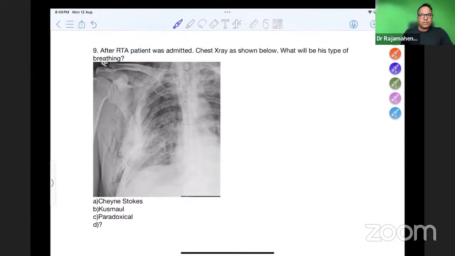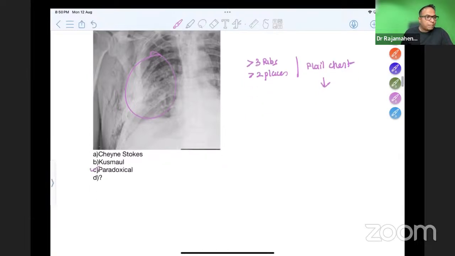So after RTA, patient was admitted, chest X-ray was shown below. So this is again a multiple times repeated question. There are multiple ribs fractured, more than 3 ribs fractured in more than 2 places. It's called a flail chest. So all of you know what will happen in a flail chest. Flail chest will have a paradoxical respiration.